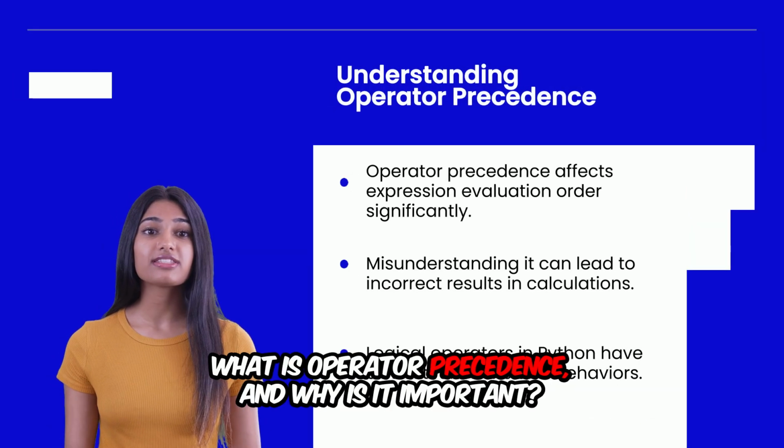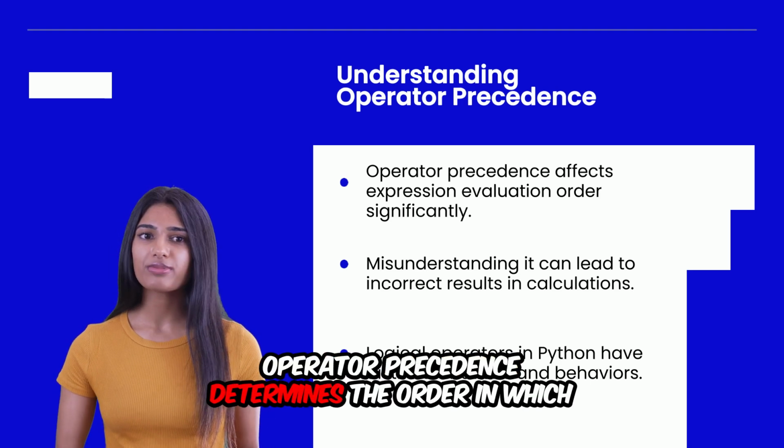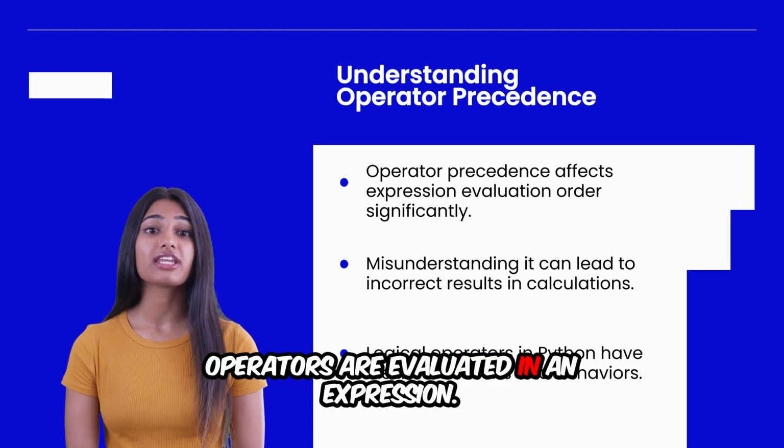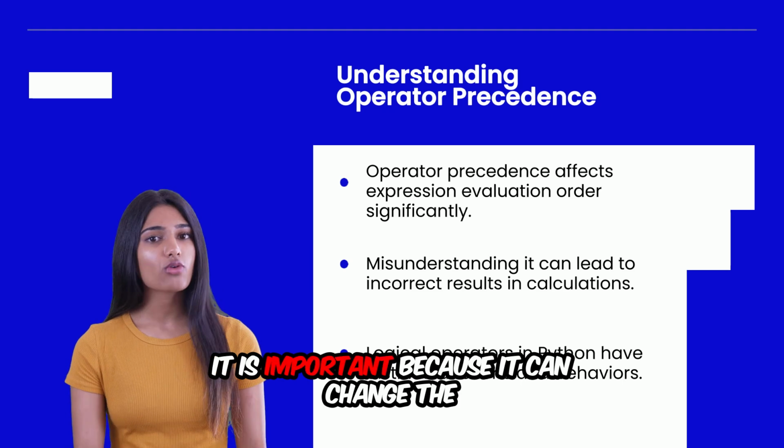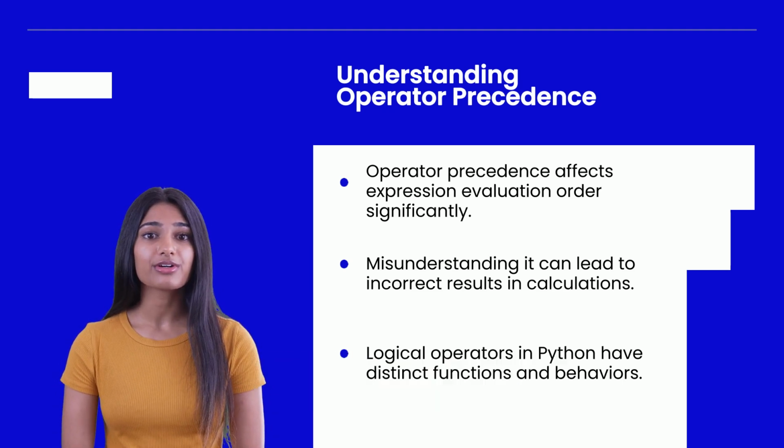What is operator precedence and why is it important? Operator precedence determines the order in which operators are evaluated in an expression. It is important because it can change the result of an expression if not properly understood.